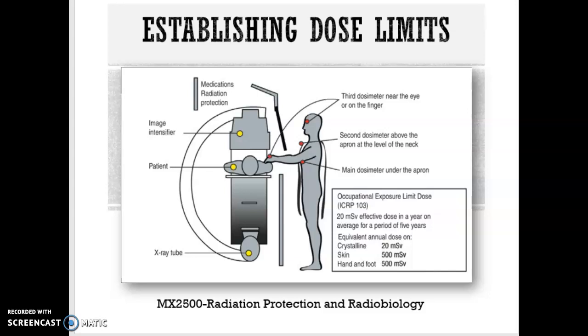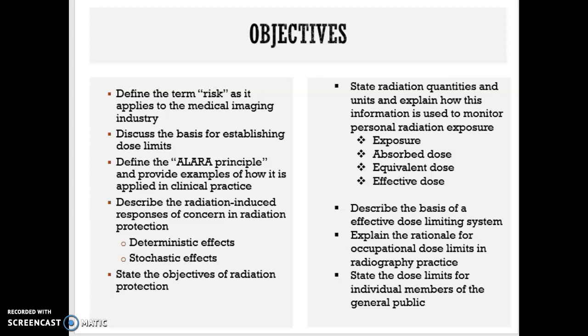So today's lesson will be focusing on how radiation dose limits are established. We will be looking at things like risk, discussing the basis for establishing dose limits, defining ALARA, looking at the radiation-induced responses of concern in radiation protection, which are deterministic and stochastic effects. We'll be looking at the objectives of radiation protection, the quantities and units we use to measure radiation. Also, we'll be describing the basis of an effective dose-limiting system, explaining the rationale for occupational dose, and stating the dose limits, not just for ourselves, but for general members of the public.